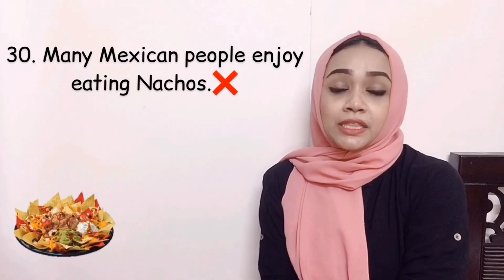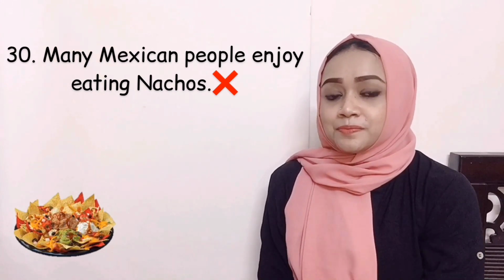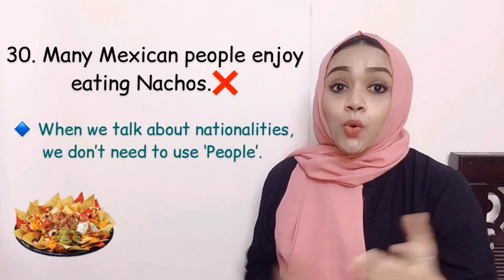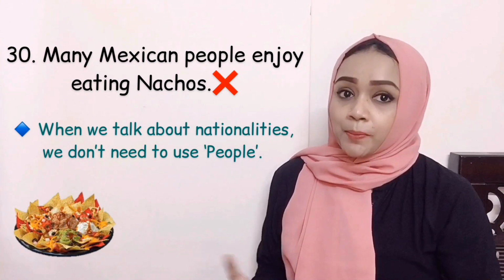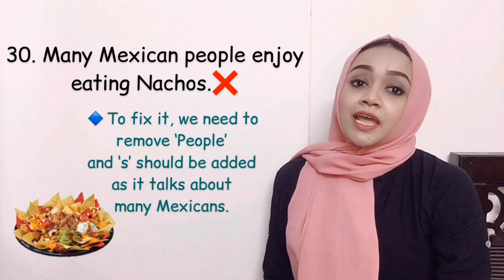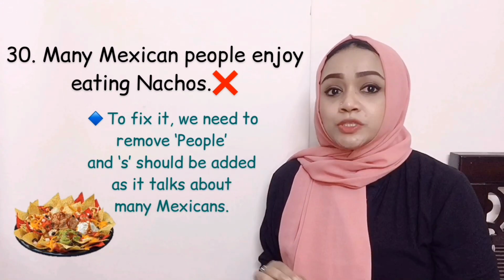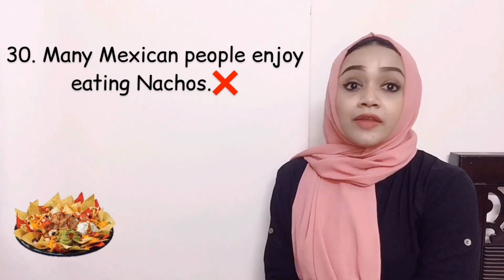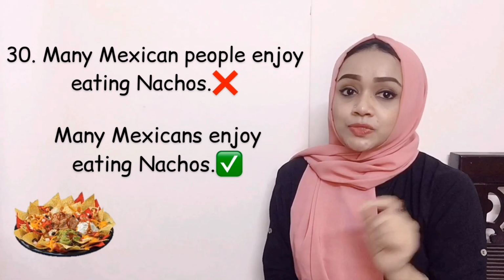Many Mexican people enjoy eating nachos. Can you guess what the mistake is here? The mistake is adding the word people. When we talk about nationality, we don't need to use people. So to fix it, we need to remove people. As we are talking about many Mexicans, it is important to add s at the end of the word Mexican. So the correct sentence is many Mexicans enjoy eating nachos.